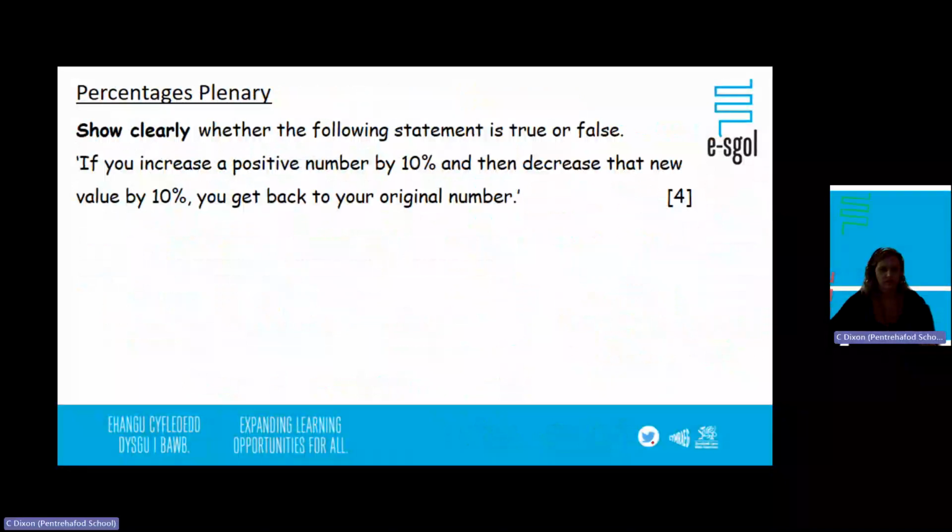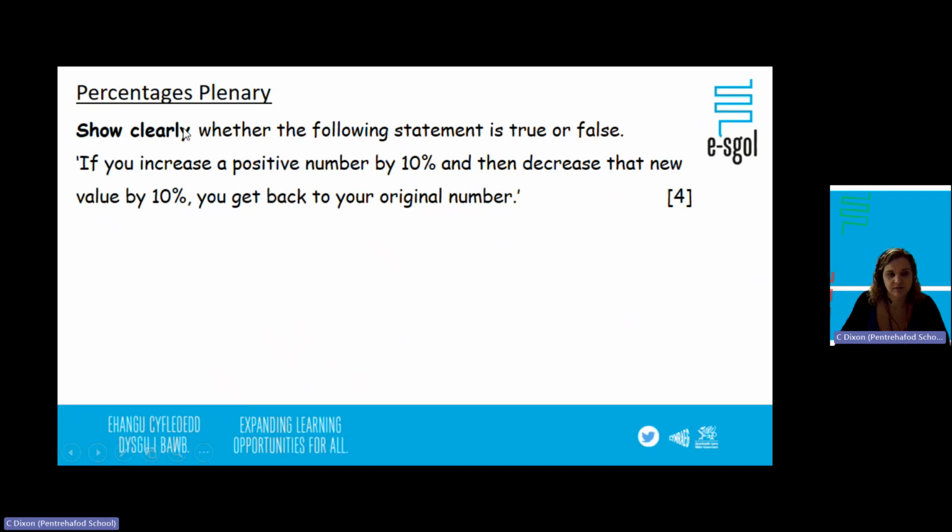Okay, we're just going to finish off now. Okay, the plenary. So what I'd like you to do now is show clearly whether the following statement is true or false. If you increase a positive number by 10% and then decrease that new value by 10%, you get back to the original number. Now, this was a GCSE question. This was worth 4 marks.